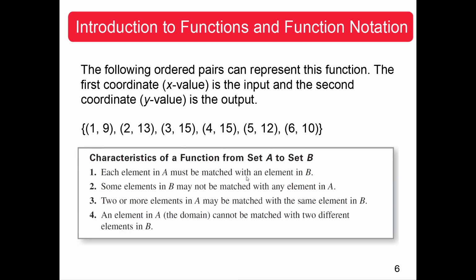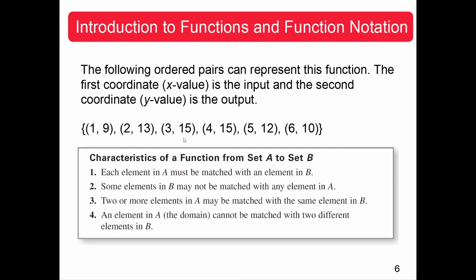We have each element in A must be matched with an element in B. This is what I was talking about before. It's not acceptable to have no place to go. X has to have a specific output that it corresponds with. Now, some elements in B may not be matched with any element in A. This is something that I was talking about a little bit before with the idea of codomain. A codomain is the set of all possible outputs for a function. The range is actually the set of all actual outputs, the things that we actually map to. So that's the distinction that I was alluding to previously.